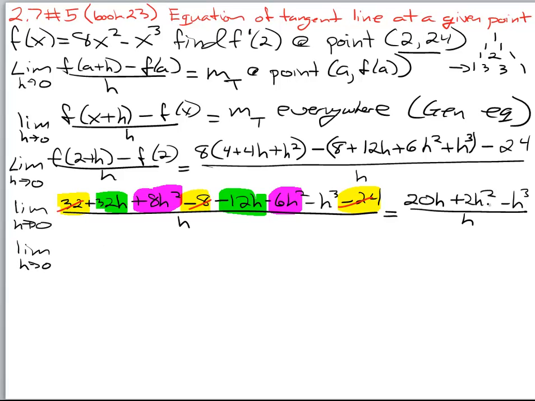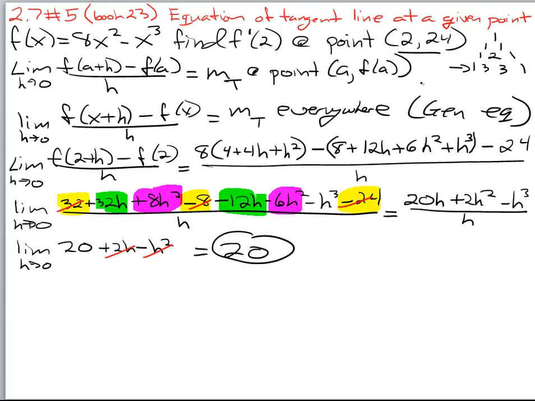As h goes to 0, we can now divide everything out by h and just get 20 plus 2h minus h squared. Now we can finally apply our limit, let h go to 0, and this is going to be just 20, right? Because these things go to 0. And so 20 is now the slope of our tangent line.